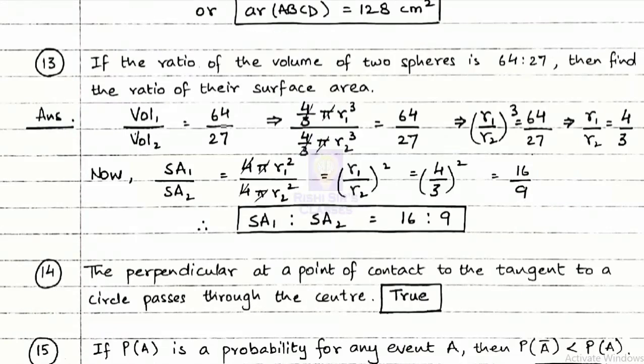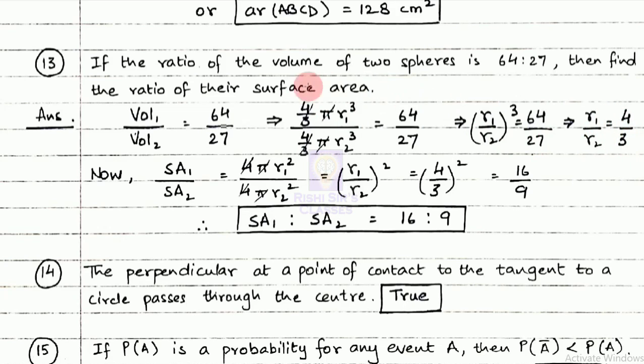Moving on to question number 13. If the ratio of the volumes of two spheres is 64:27, then find the ratio of their surface areas. We know that the volume of a sphere is 4 upon 3 pi r cube. We have two different spheres, so we take the radii as r1 and r2. So 4 upon 3 pi r1 cube upon 4 upon 3 pi r2 cube is equal to 64 upon 27. This all will cancel out. R1 upon R2 whole cube will be equal to 64 upon 27. We can find the ratio of R1 and R2, that is 4 upon 3.